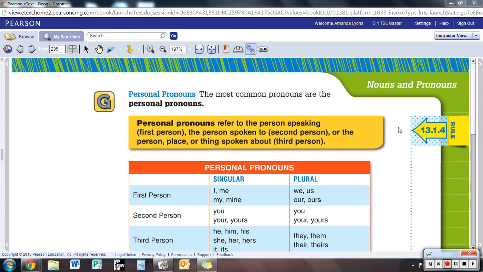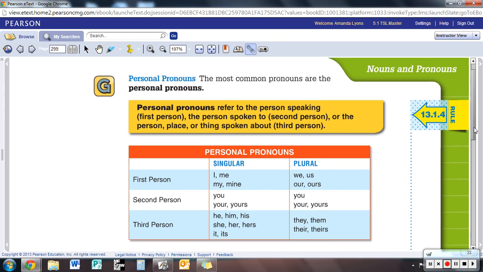Now you know this because you're familiar with this in writing. If you were the person speaking, then you were writing in first person. And we know that because of the types of pronouns that we use. That's what gives us the hint. If you're talking about the person who's being spoken to, that's second person. Or the person, place, or thing, whatever you're speaking about, that puts it into third person. So you should already be familiar with that, like many things with the parts of speech.